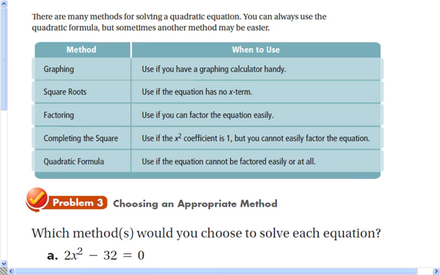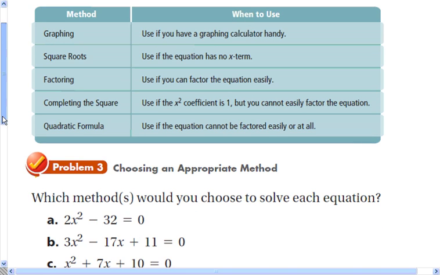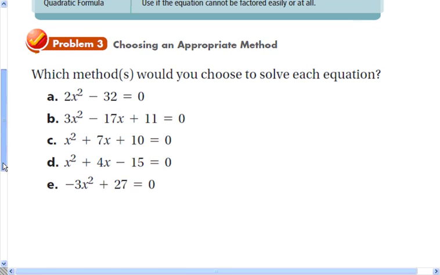So square roots you'll use if the equation has no x term. Factoring you'll use if you can easily factor it. Completing the square you'll use if the x squared coefficient is 1. In other words, you just have x squared plus something times x, and you cannot easily factor it. And the quadratic formula, you can really use at any time, but only use it if some of the other methods aren't very convenient. So let's look at these and just figure out what we want to do.